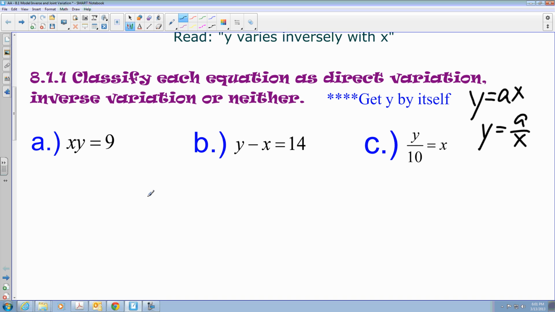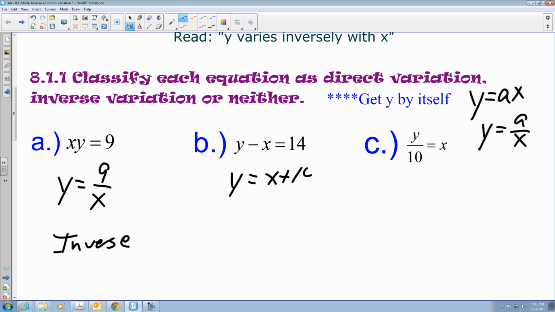So for a, if I solve for y, I get y equals 9 over x. That looks like an inverse, so we're going to say it's inverse variation. For b, I'm going to solve for y, so I get y equals x plus 14. It doesn't look like either one of those two, so I can write neither. And then for c, if I multiply both sides by 10, I get y equals 10x, and that looks like a direct variation.